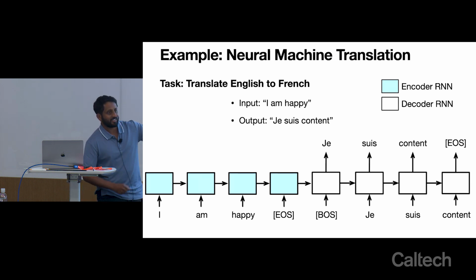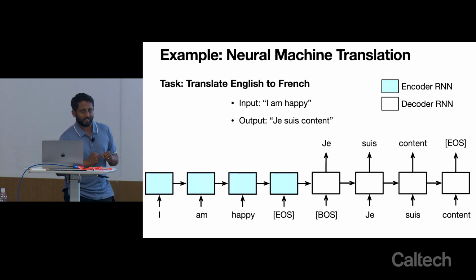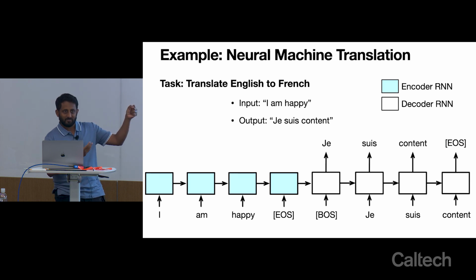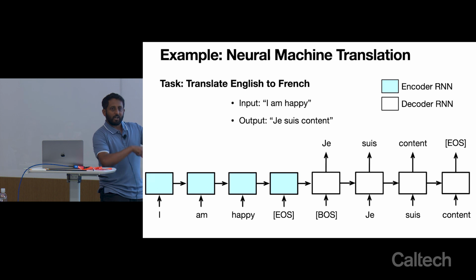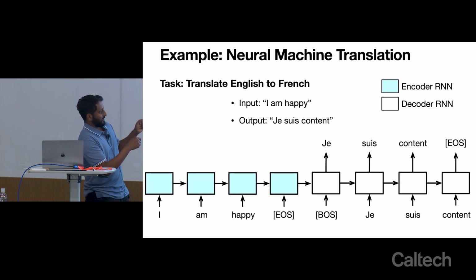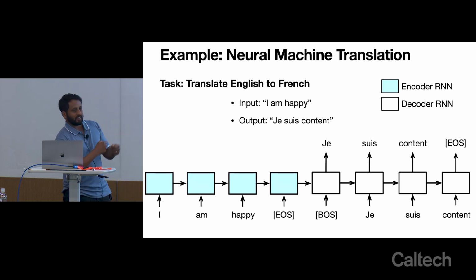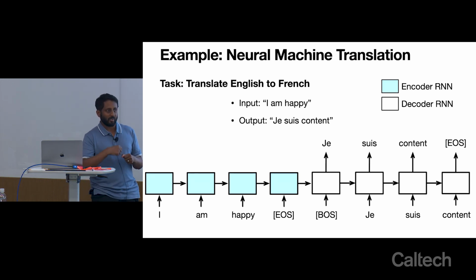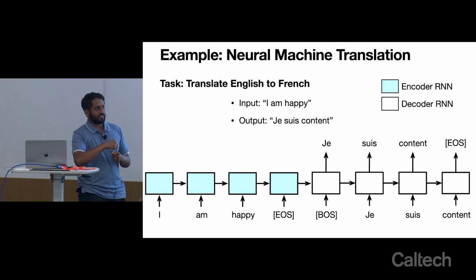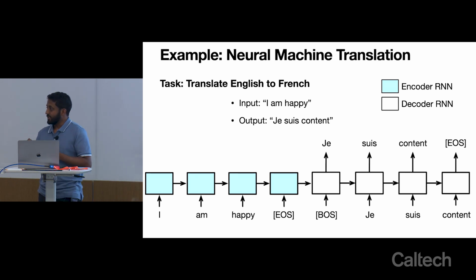So you say, okay, beginning of sentence, you push that into the decoder network, and it will say "je", right? I, in French, okay? And then you take that word that it output and you pass it back into the decoder network. So now it got beginning of sentence, now it gets "je", and it says "suis", and you keep going. So this is an autoregressive process where the output gets fed back into the input, and it continues generating text.